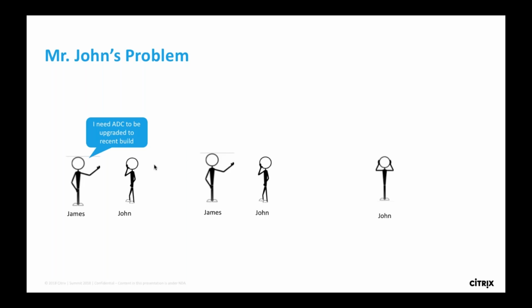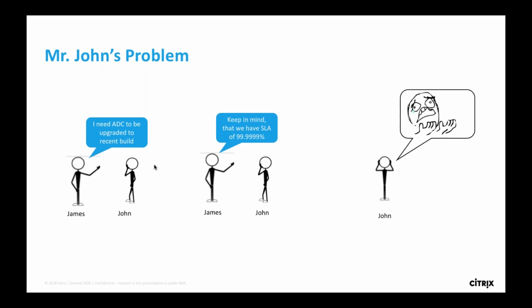feature improvements. John is now under pressure to make sure that he has to meet the service level agreement. James is reminding him that the service level agreement has to be met. So now John is under pressure to make sure that there is no downtime during upgrade, so that he will be able to meet the service level agreement.